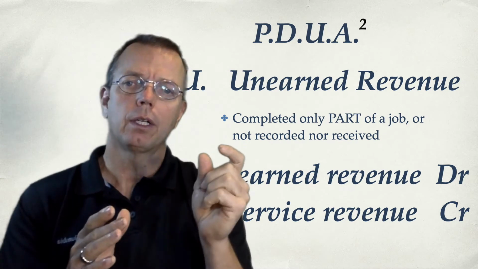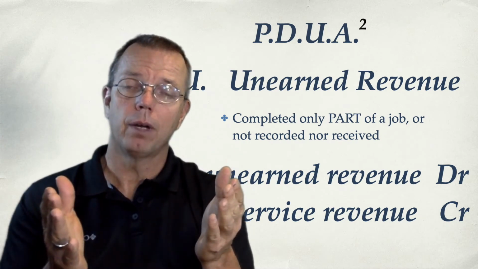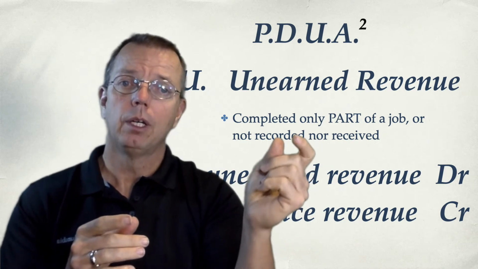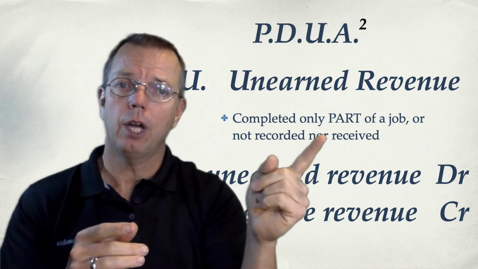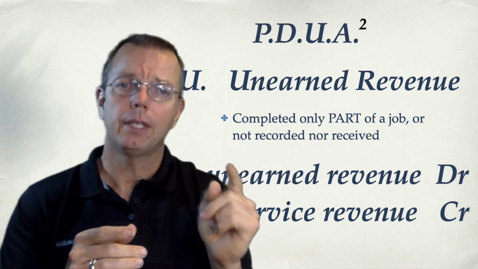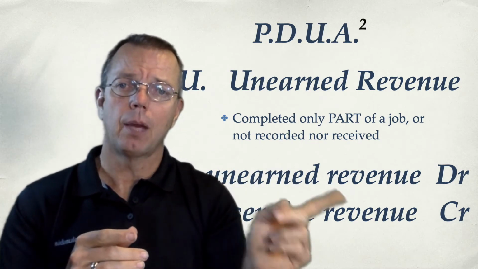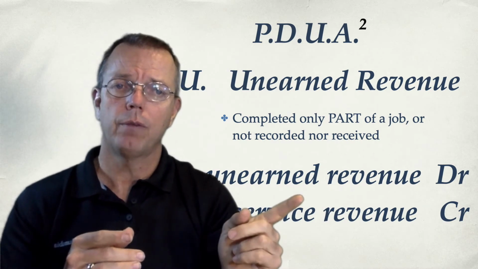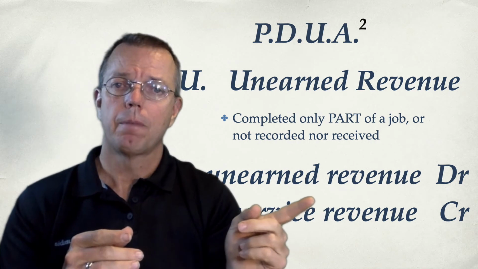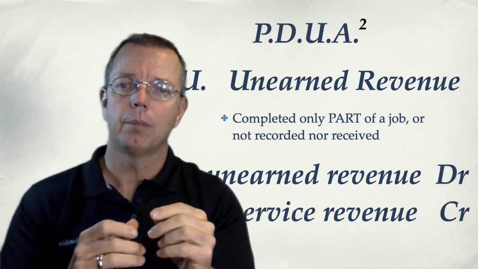So we need to calculate at the month end, if we're doing the month end financial reports, how much we have earned. Okay, so it's only when we've completed part of a job and it's not recorded nor received yet. So the accounts we'd be using, again, debits first, which is important: unearned revenue, which is the debit, and service revenue, which would be the credit. Okay, so let's look at an example.